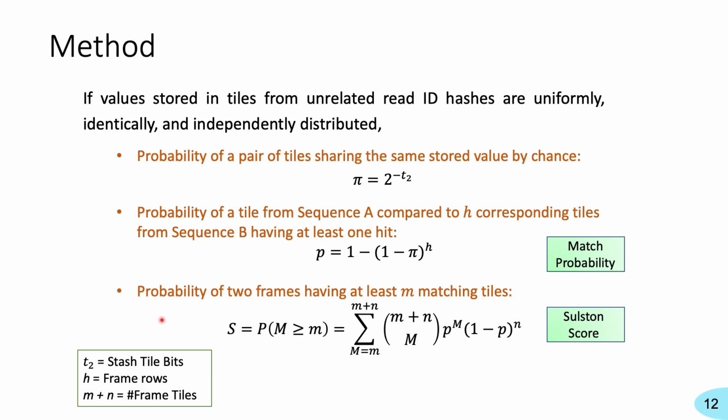Finally, the probability of two frames having at least m matching tiles would be based on the following formula, which is a binomial distribution, and it is called the Salston score. And Salston score actually implies the relatedness of any two frames.